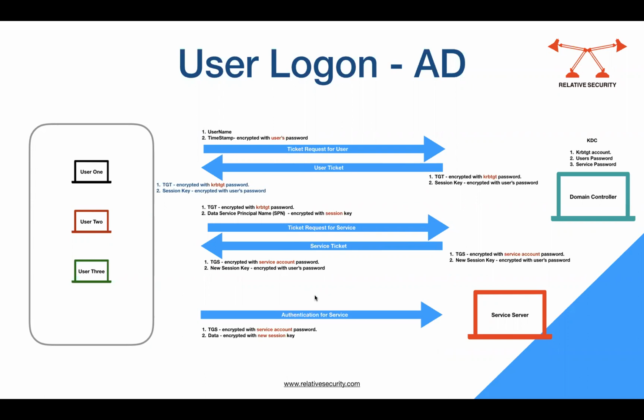For example, once the domain controller has given the TGS to the user, the user will keep the TGS in its cache, and whenever it wants to access the database server, it will use the same TGS because that TGS has been encrypted using the service account password. And the service server can always decrypt that TGS and use that to authenticate.